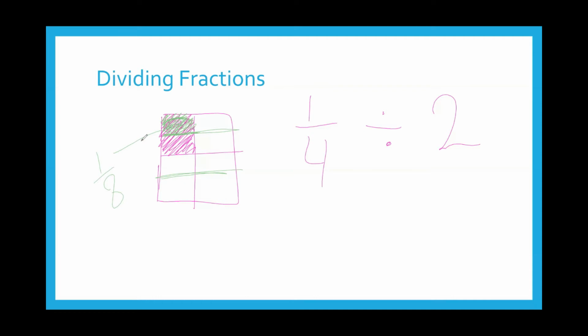So another way to do this is what we call keep, change, and then flip. So we keep the 1/4, we change the division to a multiplication, and we flip this. So 2 over 1 becomes 1 over 2, and then we multiply. We get 1 times 1 and 4 times 2, which is 8. So that's the concept for dividing fractions. Even if you have a fraction divided by another fraction, it's the same concept, and you do keep, change, and then flip.